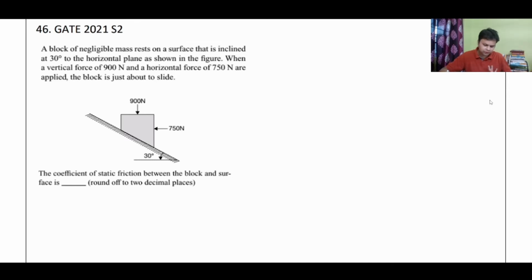I don't know in which direction the block will slide. No problem with that. Let me say this is the normal reaction. Let me assume it to be in this direction, because this 900 Newton is greater force, so I think it will slide in the downward direction. Even if you have taken the direction of friction wrong, your answer will come out to be negative. So you need not worry about that. Okay. So this is the case, right?